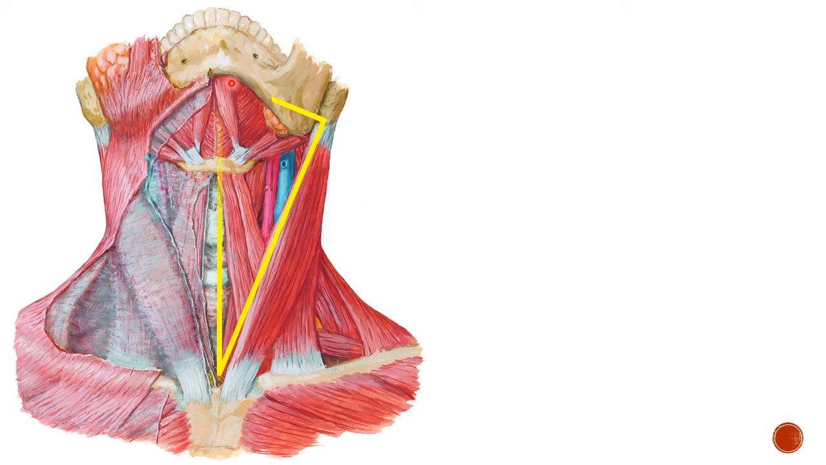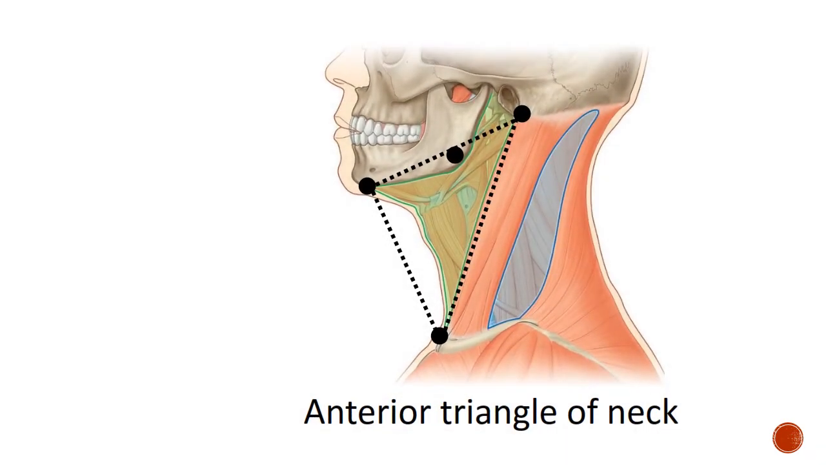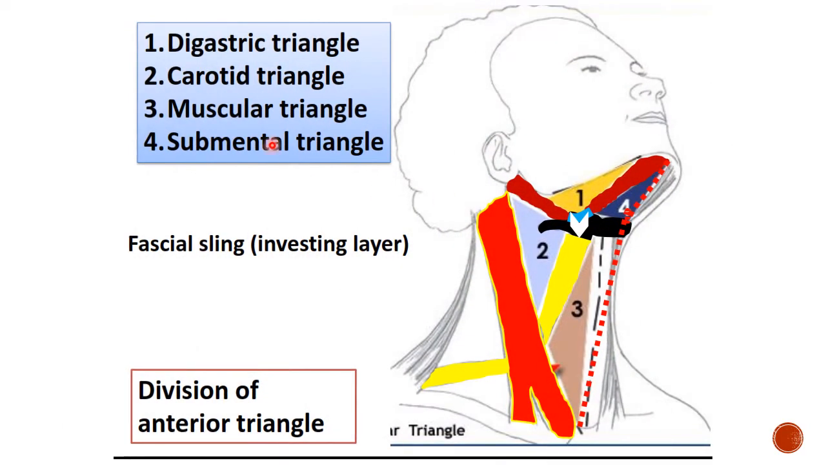Now, can you see clearly? This is how the anterior triangle of the neck is formed. Now, we are going to see the subdivisions of this anterior triangle of the neck. So, this is how we can see that anterior triangle. Then the subdivisions are, there are four subtriangles.